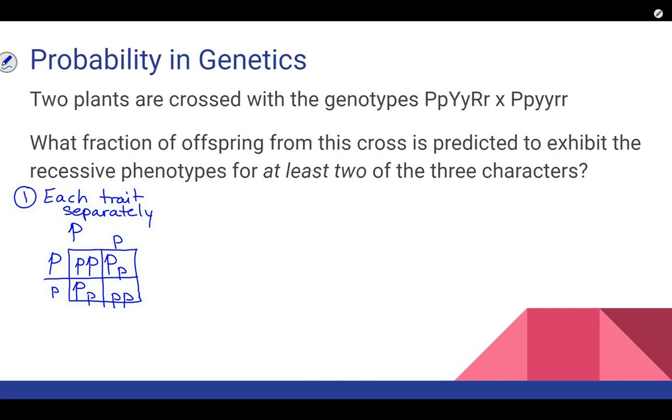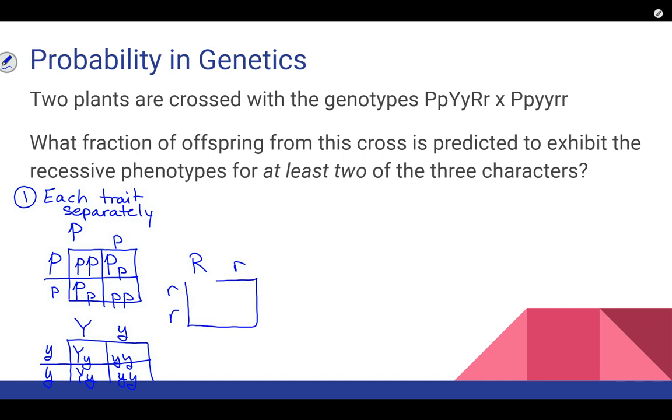The Y is one parent is heterozygous and the other one is homozygous recessive. So that would be like this. Let's see if I can squeeze this one in here. And the R's are the same. You have one parent that's heterozygous and the other one that's homozygous recessive. And like I said, if you need to draw these out, go for it. This part you might just be able to visualize in your head, but it is helpful to think about each trait separately first.